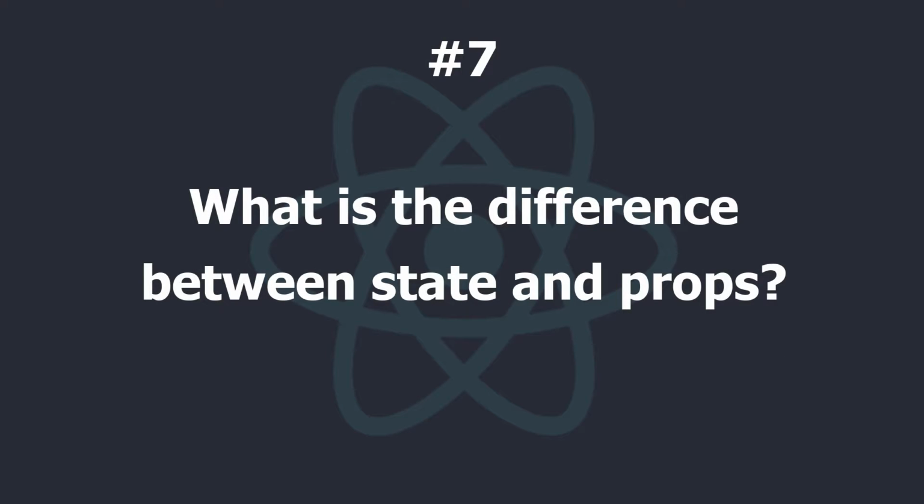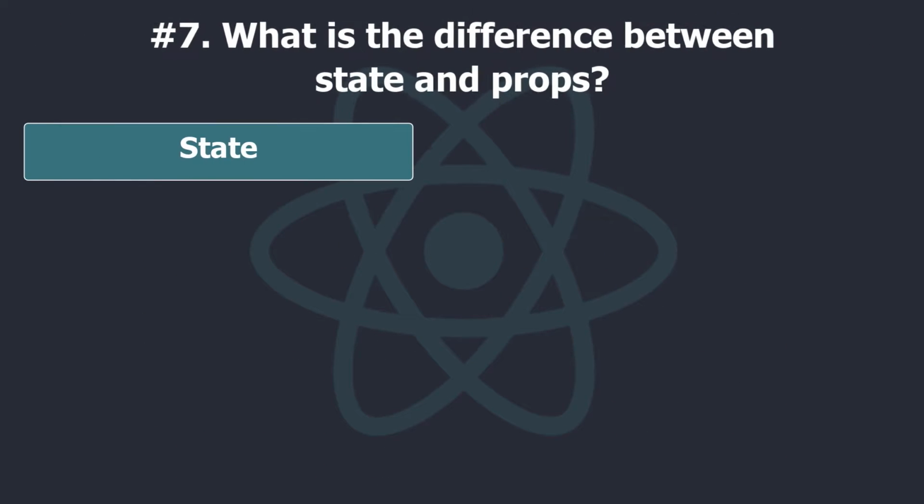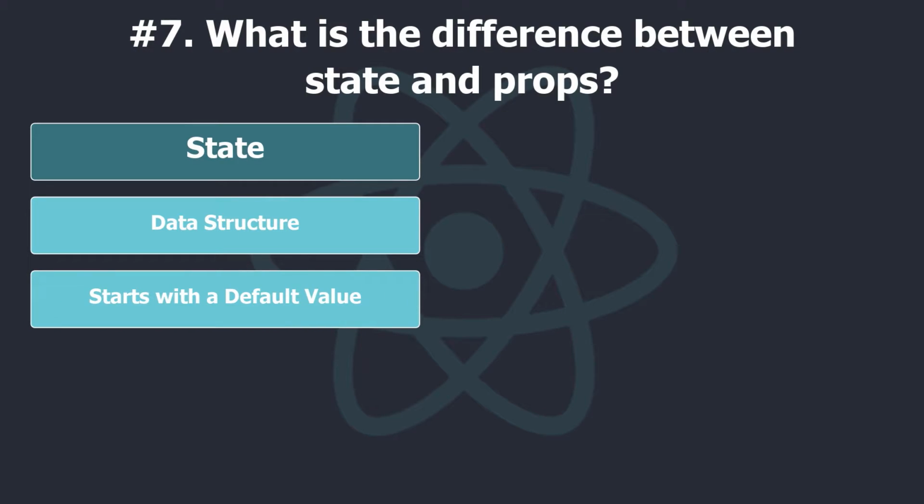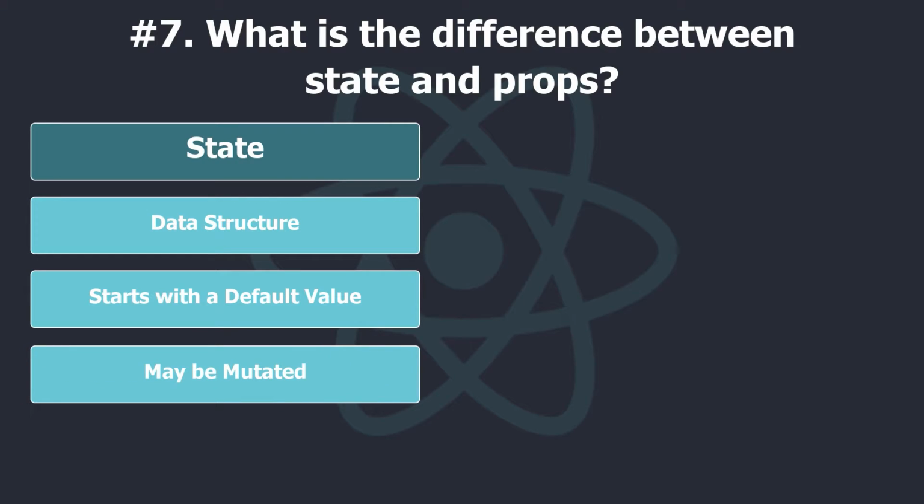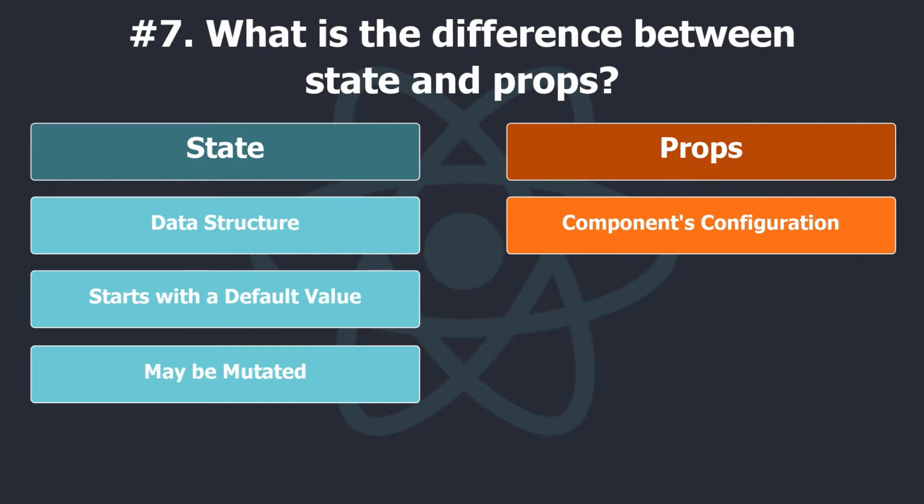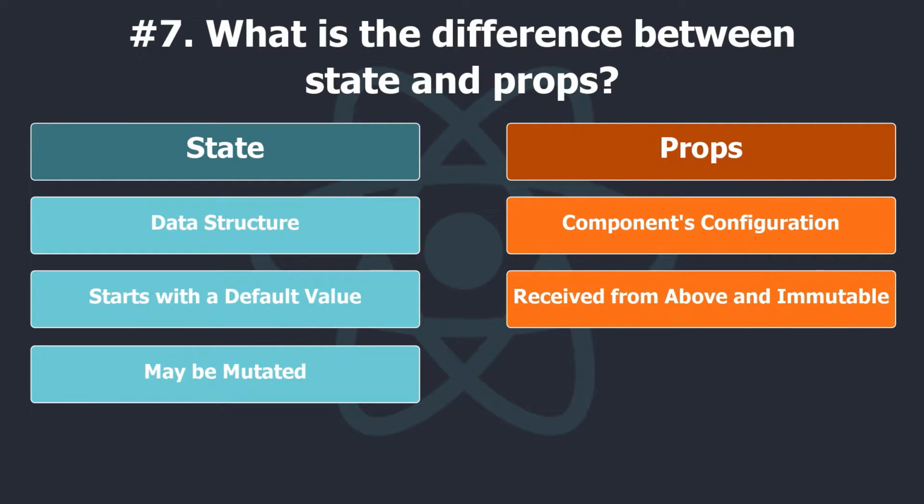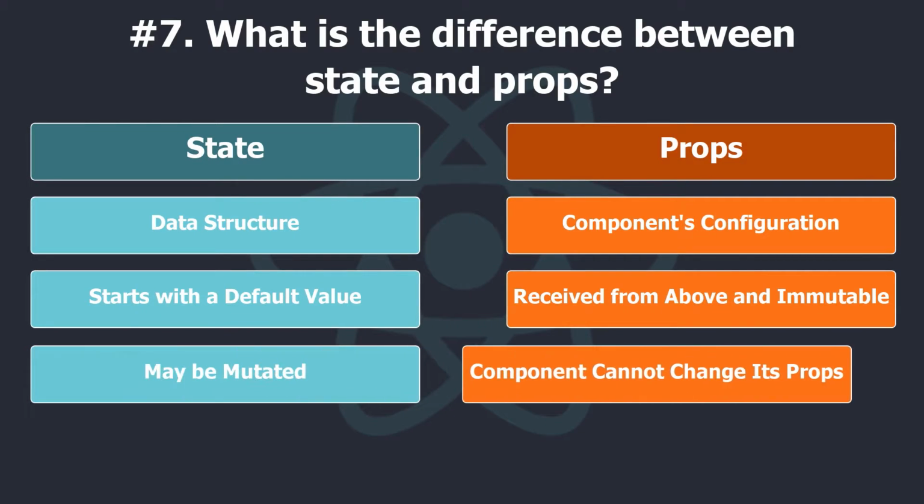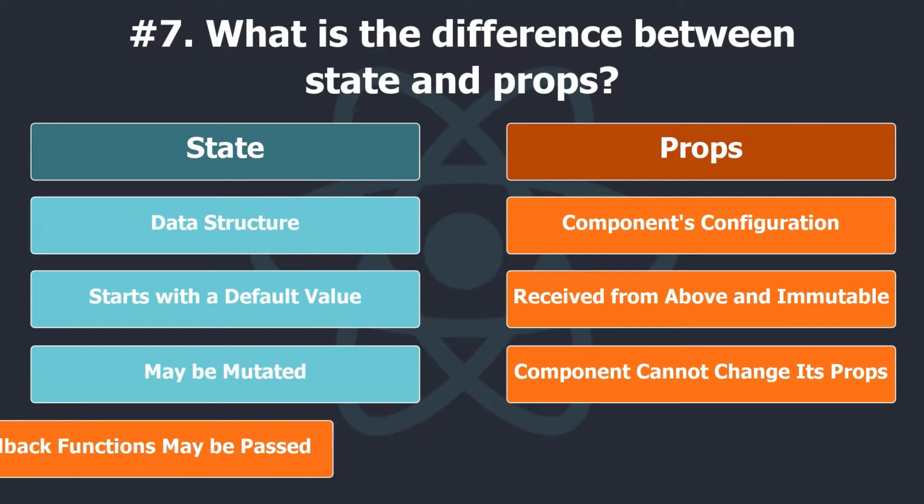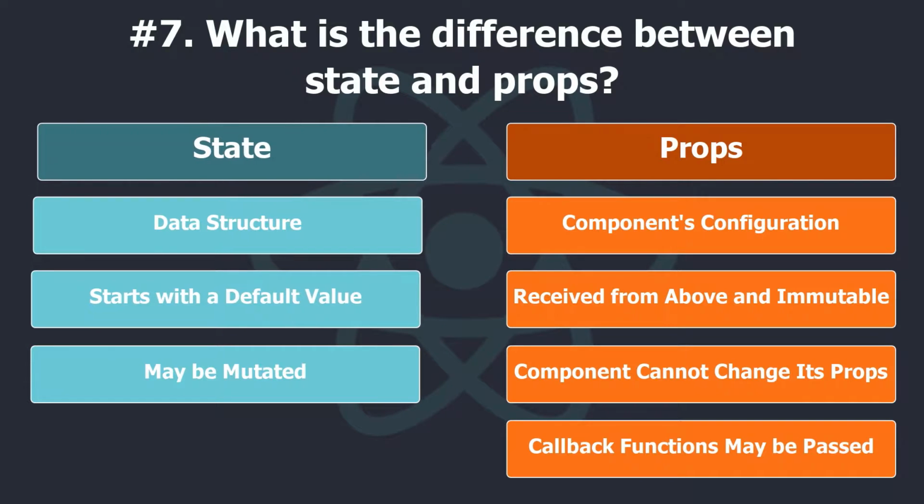What is the difference between a state and props? The state is a data structure that starts with the default value when a component mounts. It may be mutated across time, mostly as a result of user events. Props are a component's configuration. They are received from above and immutable as far as the component receiving them is concerned. A component cannot change its props, but it is responsible for putting together the props of its child components. Props do not have to just be data. Callback functions may be passed in as props.